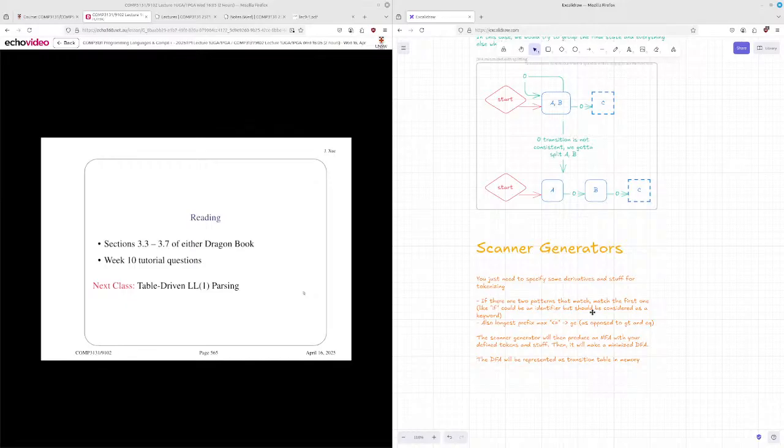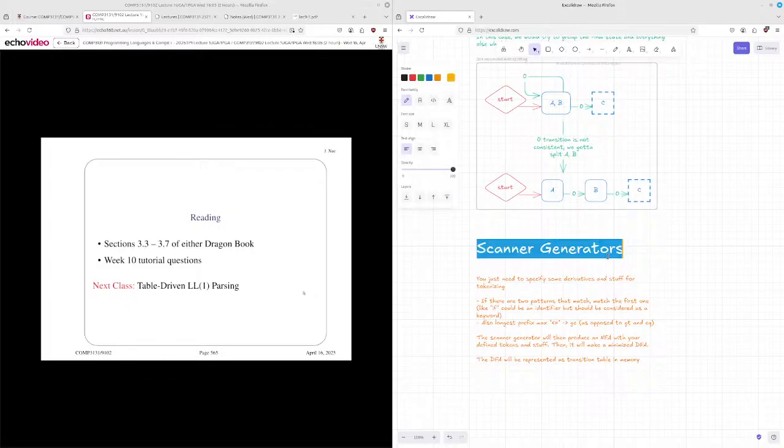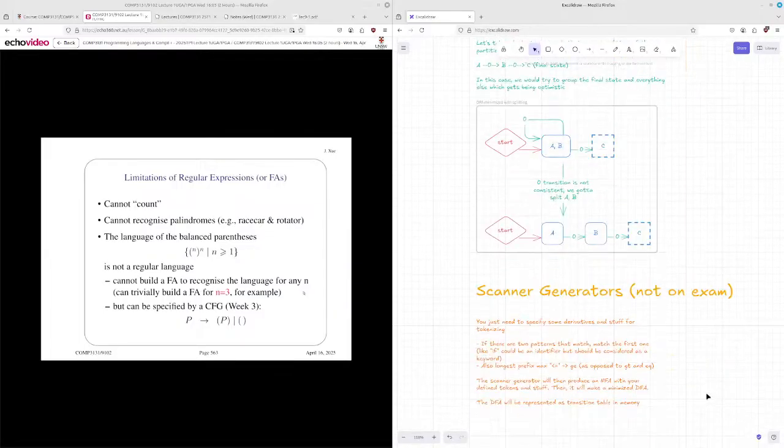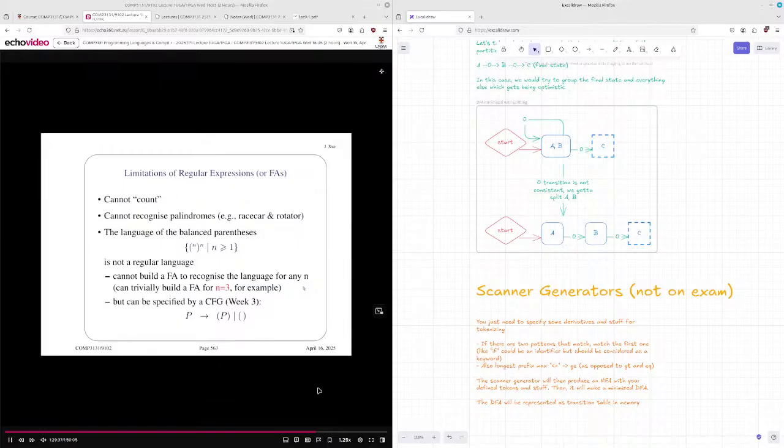So that's all I want to say for today. For examination purposes, anything on scanner generators will not be examinable. There will be no examination questions on scanner generators. However, it's good for you to know, especially if you have done this course. However, it's absolutely necessary for you to understand all the algorithms you have to use to convert a given regular expression all the way into a minimal state DFA.